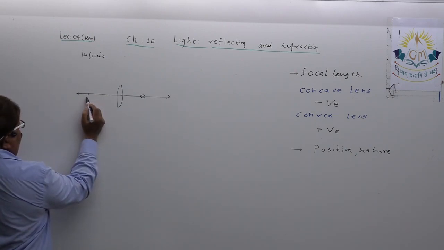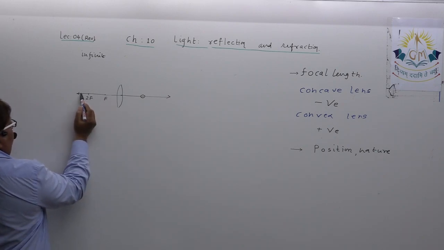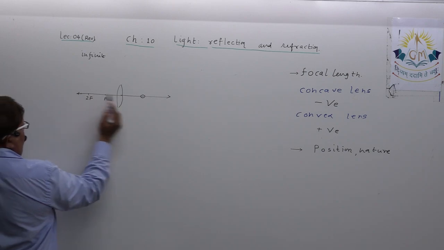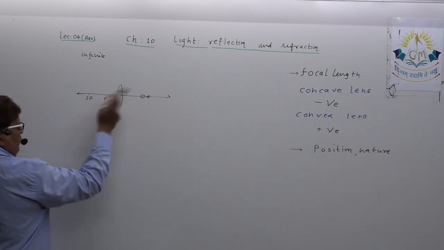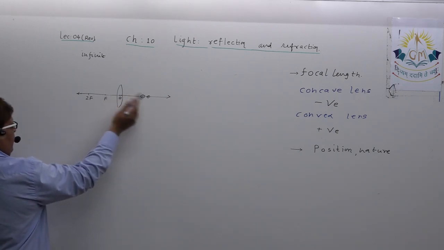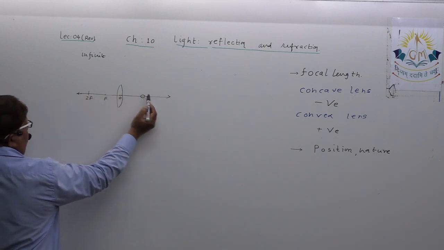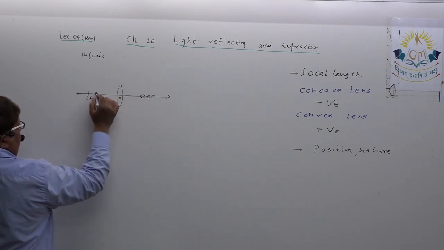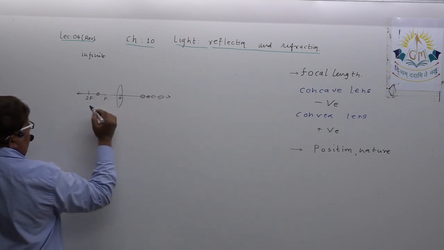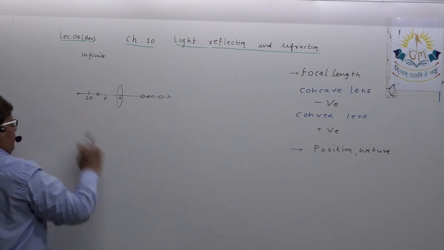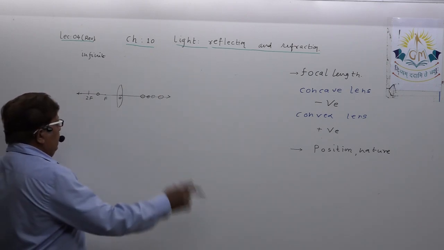Suppose, dear student, here is 2f and here is f. Now if you keep the object here, you also get the image here, on the right side, on the other side of the lens. Suppose the object is here, the image is obtained here. Okay, dear student, is one thing clear in your mind?